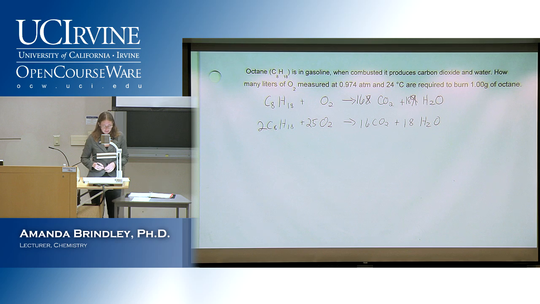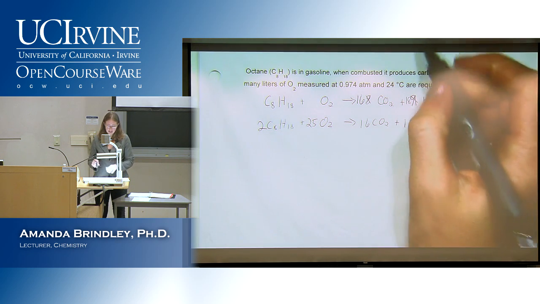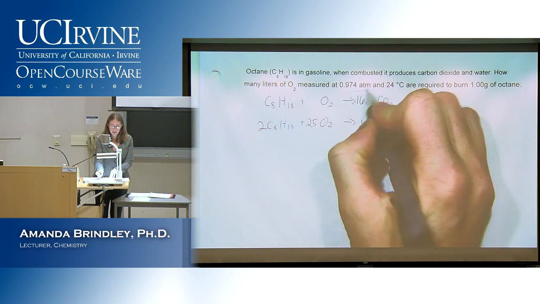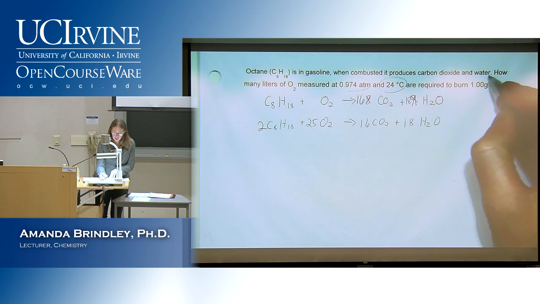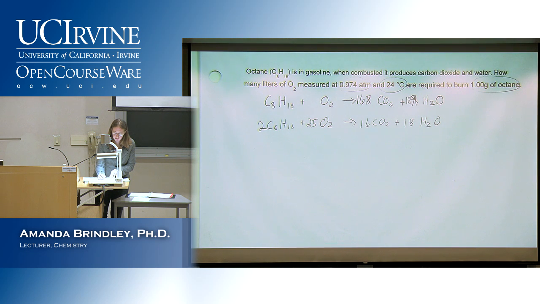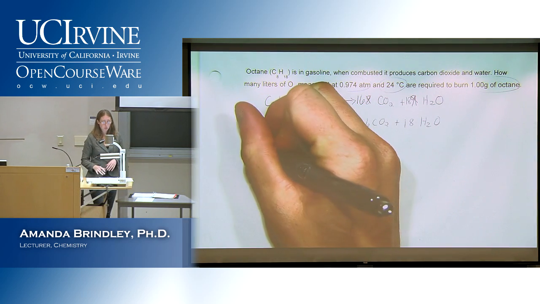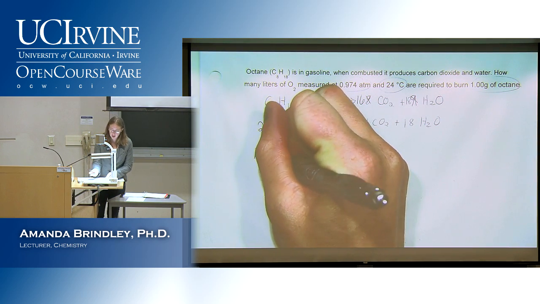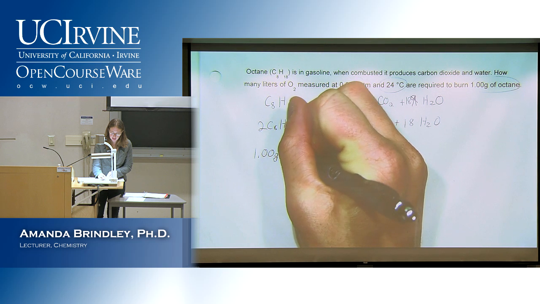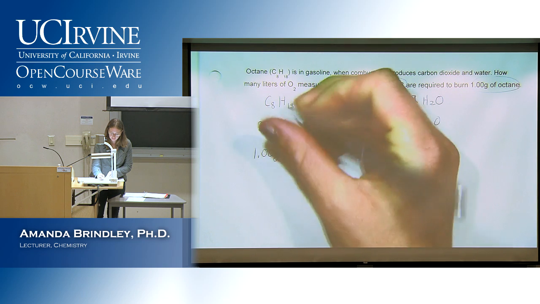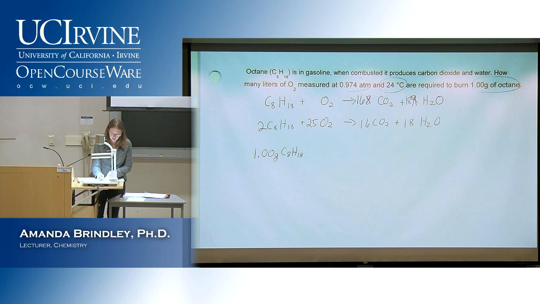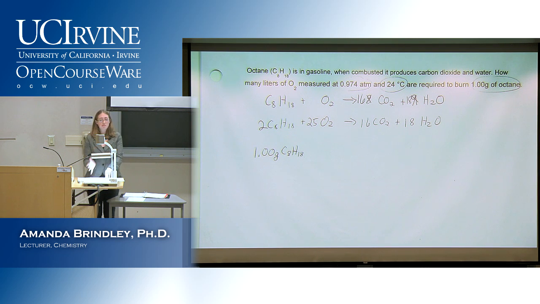Okay, so now that we have this, we can figure out what's happening up here. So we know that we have this, and this, and this. We have 1 gram of octane. And we want to know if we have 1 gram of octane, what volume of oxygen do we put in? So we're going to have to do some stoichiometry here. We're going to have to start with 1 gram of octane.